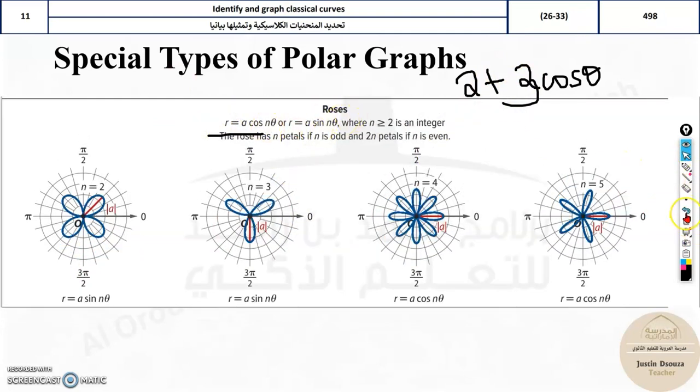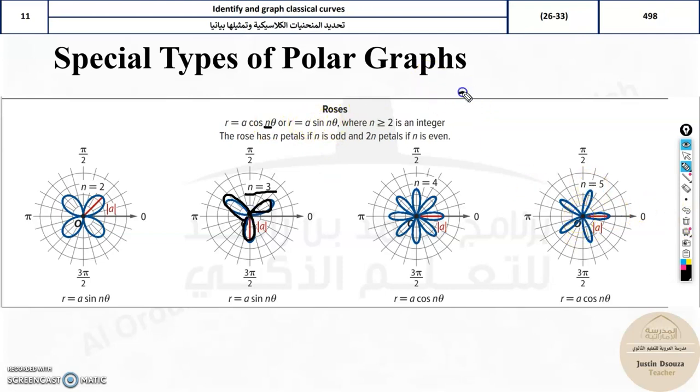Then we have roses. The rose standard form is important. It'll always be 2 or more. It can be cos or sin theta. Here, you need to look at this n. If n is an odd number, it does not change the number of petals. If n is 3, for example, it will have 3 petals. If n is 5 or n is 7, it will have the same number of petals.